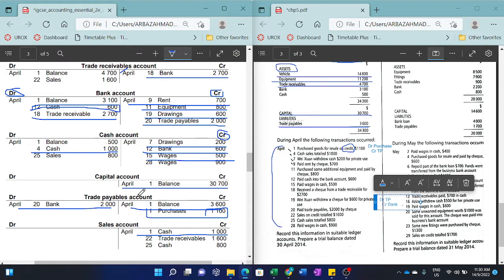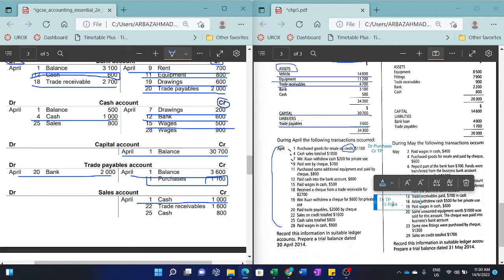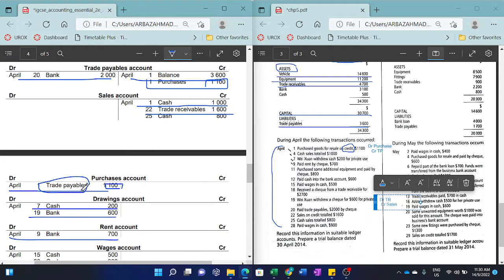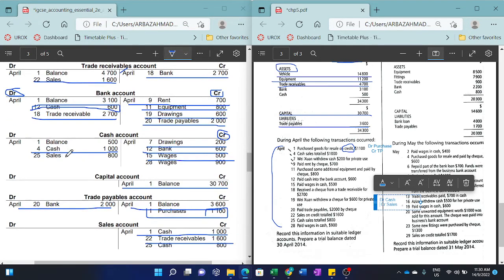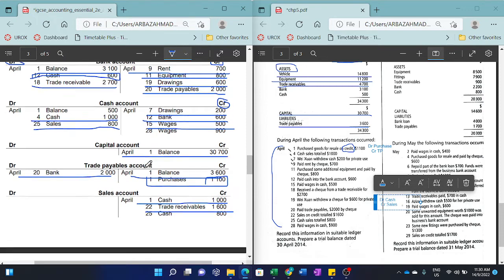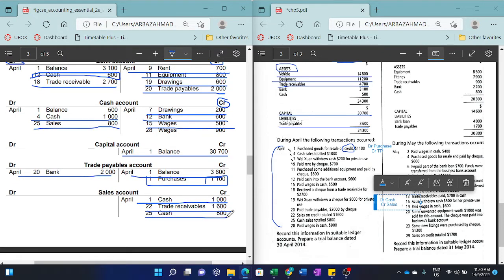And then sales on credit, I have sales on credit. So I debit my trade receivable and I credit my sales. So sales is credit and debit my trade receivable. Okay. Cash sales. So again sales credit, but this time I receive cash directly. So when I receive cash, I debit my cash account and I credit my sales account.